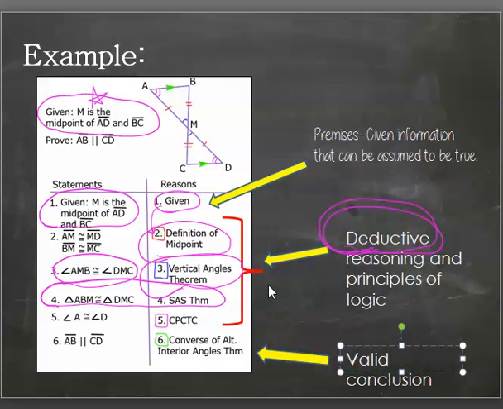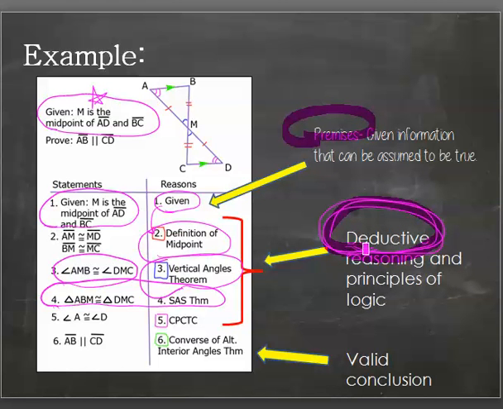Okay, so if you look at this, things that we could use in a proof: we can use the given information, the stuff that's given to us, which is also called the premises. We can use deductive reasoning, so we can use definitions. We can use theorems that have been proven, and valid conclusions. Those are all parts of a proof.